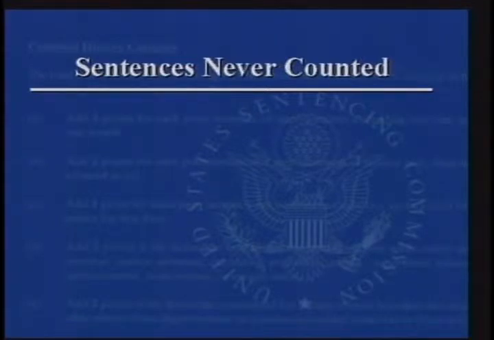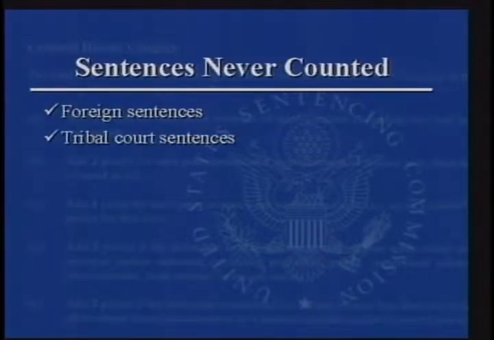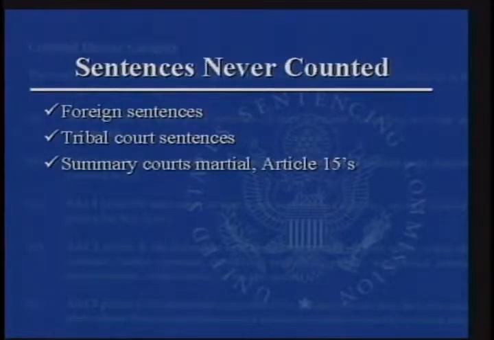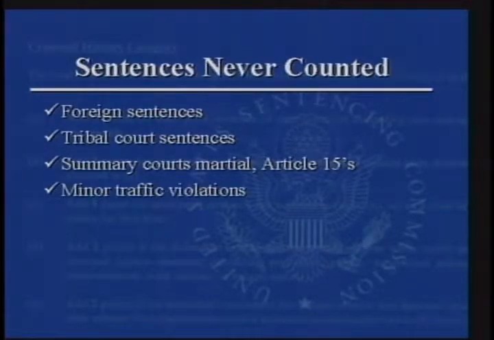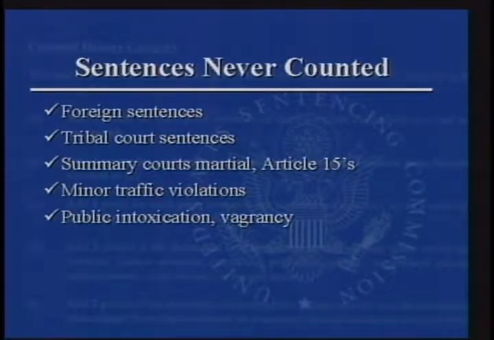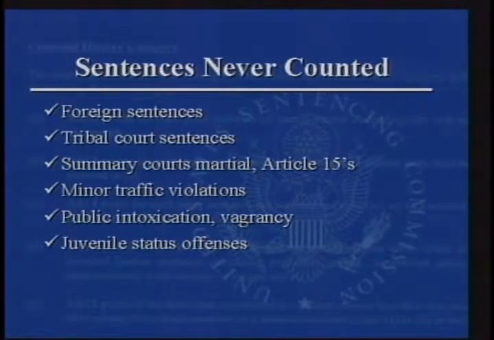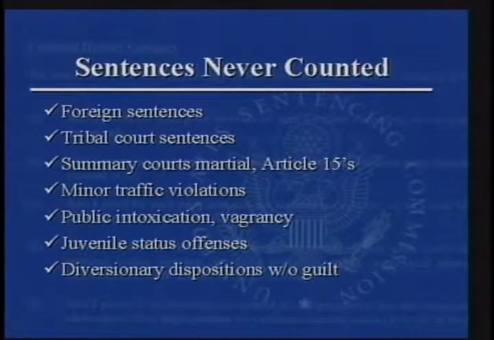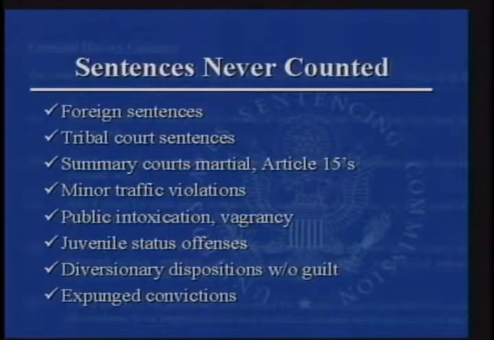Now, Jay, there are certain circumstances where prior offenses would not receive criminal history points. Is that true? That's right. But before we go on to that, I just want to add that there's a 4-point maximum that can be assigned to 1-point sentences, so that it can be peaked at 4. But as Debbie has said, there are some cases that are never counted. Let's take a look at that list of offenses that, regardless of the sentence length, would not be counted. The first one would be foreign sentences, then tribal court sentences, summary courts martials and Article 15s, minor traffic violations, public intoxication and vagrancy, juvenile status offenses, and then diversionary dispositions without a finding of guilt, and lastly, expunged convictions.